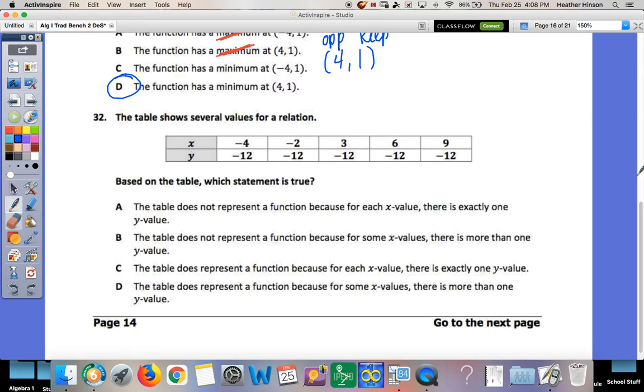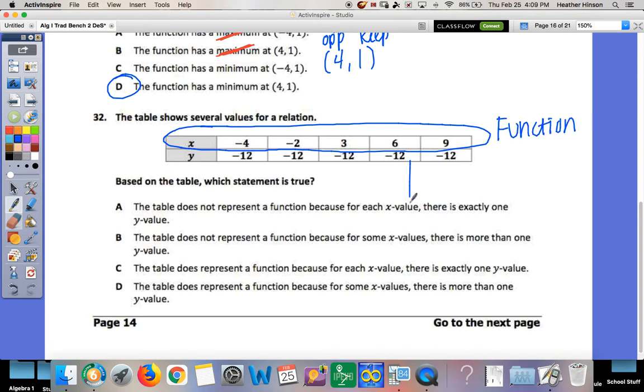The table shows several values for a relation. Based on the table, which is true? The table does not represent a function because for each x value there's exactly one y value, or the table does represent a function. So is this table a function? When you look at function or not a function, you want to look at just your x's. Are they all different? We got -4, -2, 3, 6, and 9. Those are all different. So this is a function.